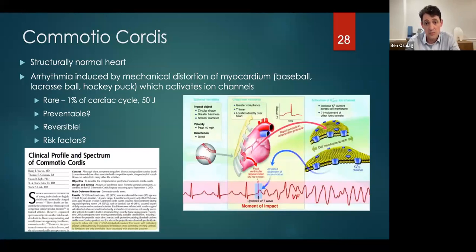Again, this is a structurally normal heart that just got hit. It basically got defibrillated, and you need to defibrillate it again, reset it again, and you can go right back to having a normal heart. There may be underlying risk factors aside from just the chest wall variables. We don't really know. If you dig deep into the pig studies, you'll find that some of the pigs that got shot with baseballs never went into ventricular fibrillation, no matter how many times they shot them, and some went every single time. So it's hard to know. There's certainly more work that could be done there, but thankfully this is very rare.